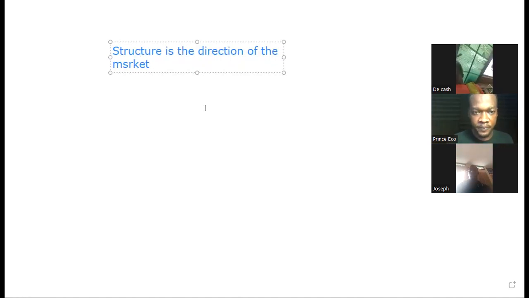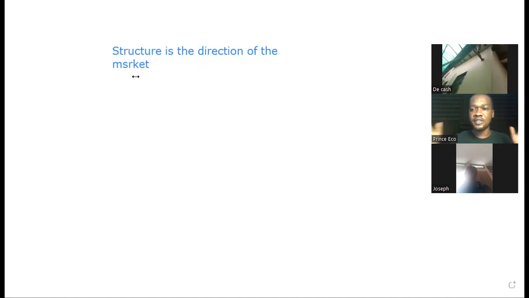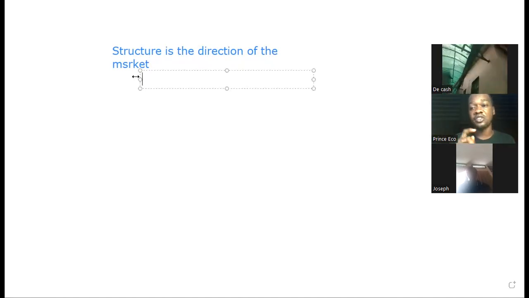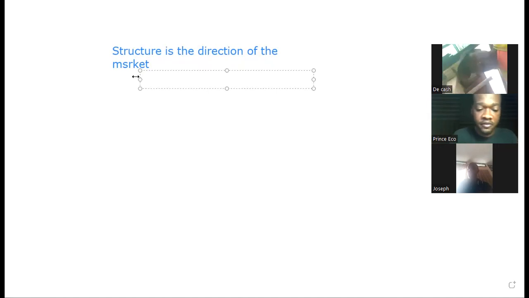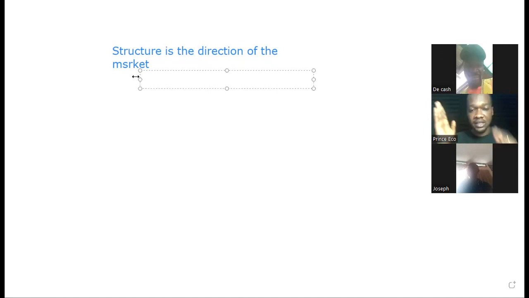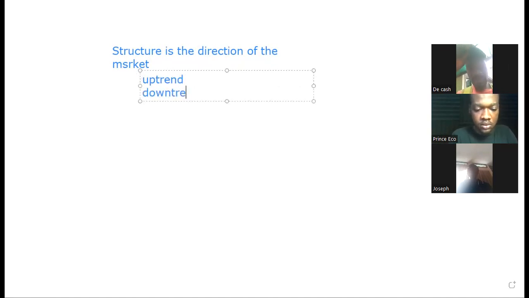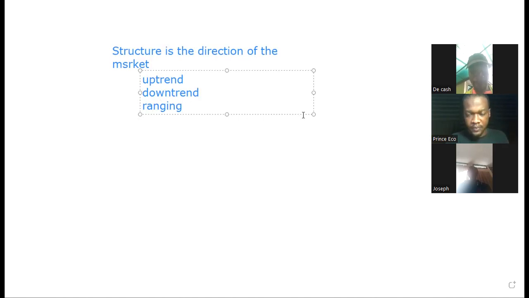So now we have different types of structure. We have the trending, we have the flat. Now we have the uptrend, we have the downtrend, and we have the ranging. Types of structure, right? Okay. Now we have uptrend, downtrend, and ranging.